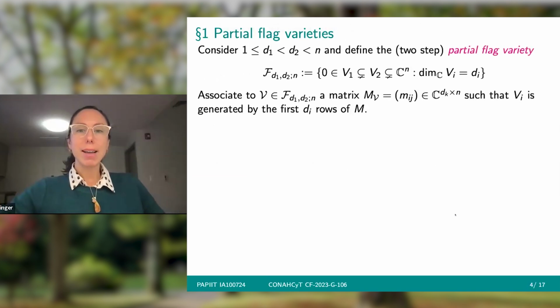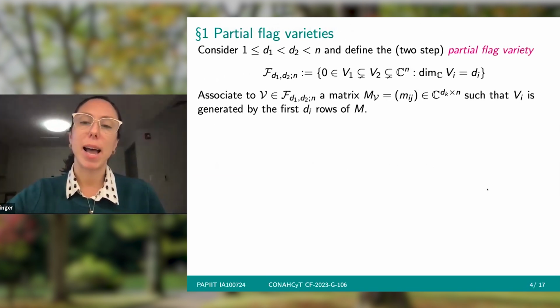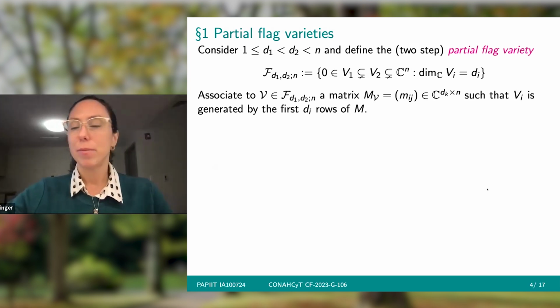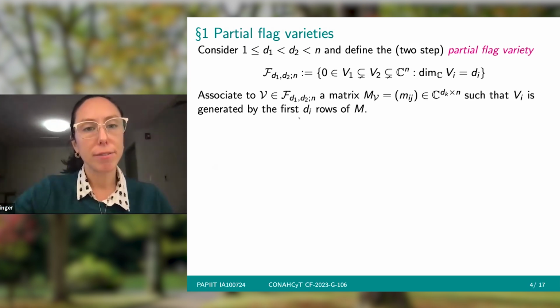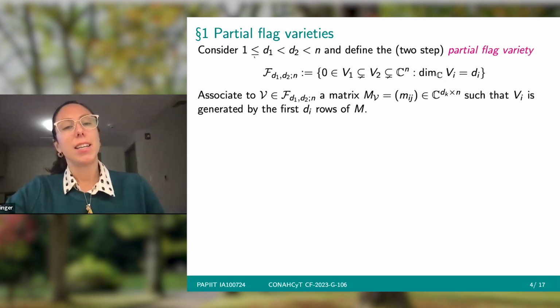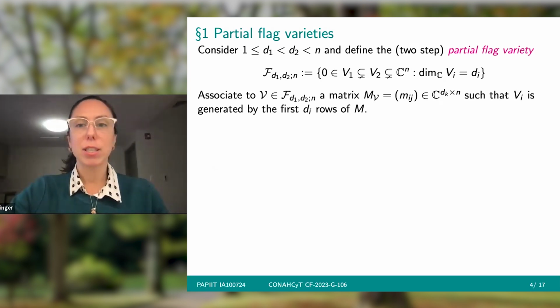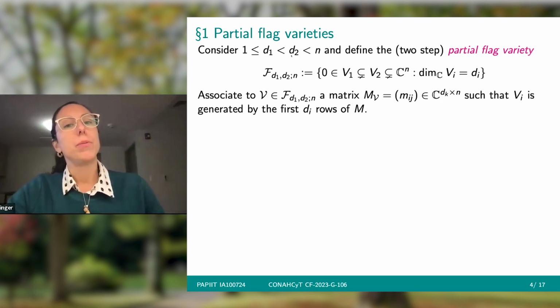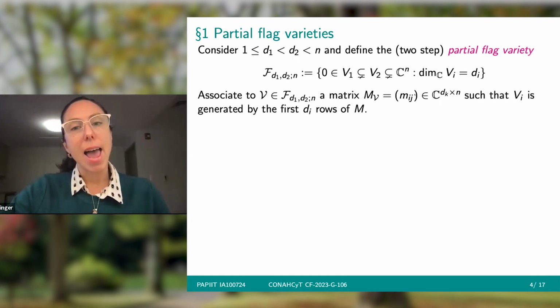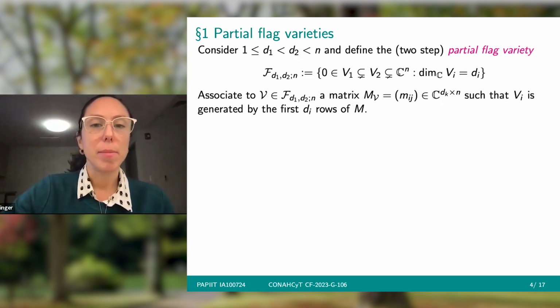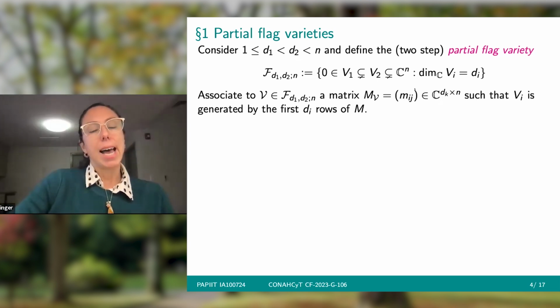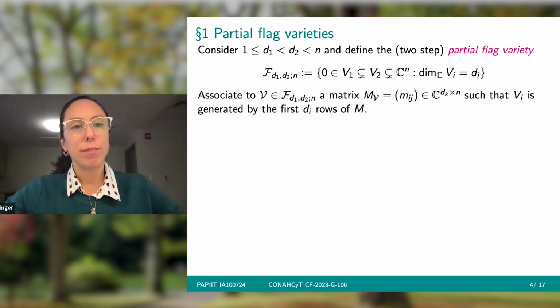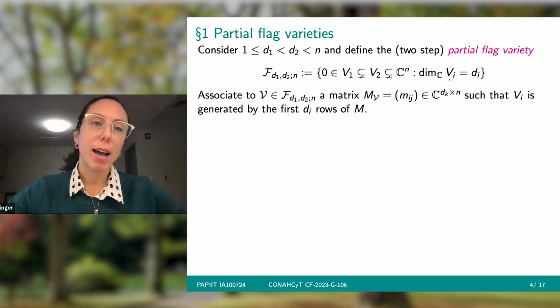So partial flag variety, in case you haven't seen one before, as a set, the input I need to define a partial flag variety is 3 integers in this case, because I'm just going to talk about 2-step partial flag varieties. So I'm going to take integers d1 and d2, and n is going to determine the dimension of an ambient vector space. And in this vector space, I consider flags of subvector spaces v1, v2, such that vi is of dimension di.